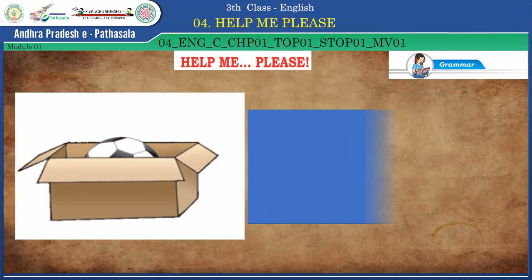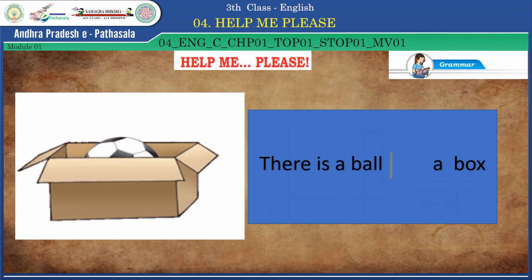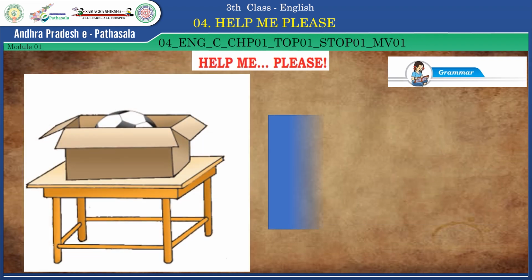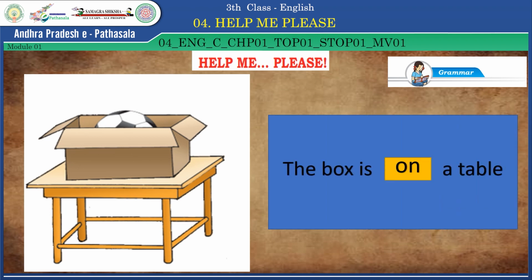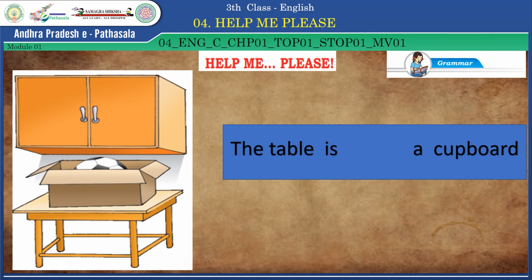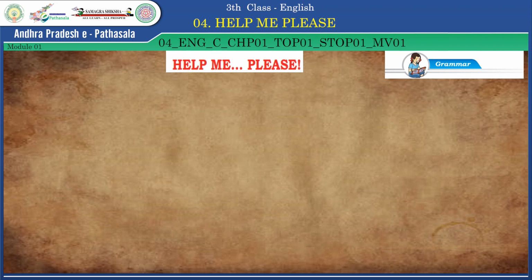There is a ball in a box. The box is on a table. The table is under a cupboard. Children, let's move to the next activity. Dear children, fill in the blanks with appropriate words.